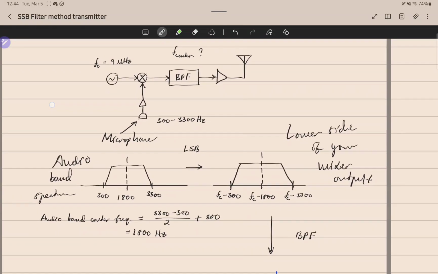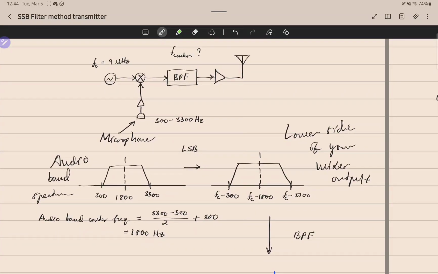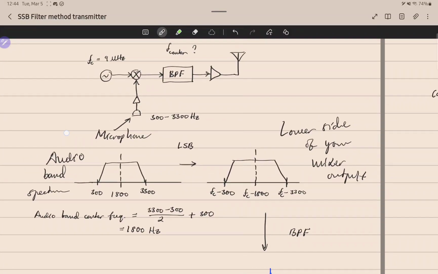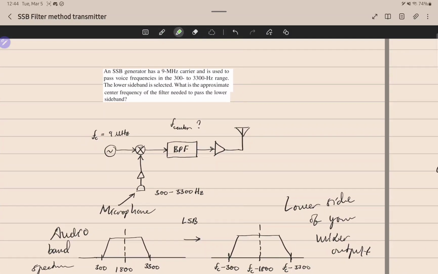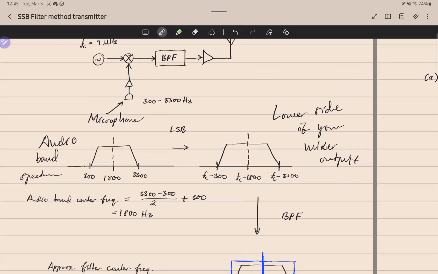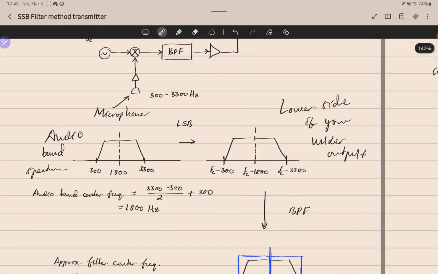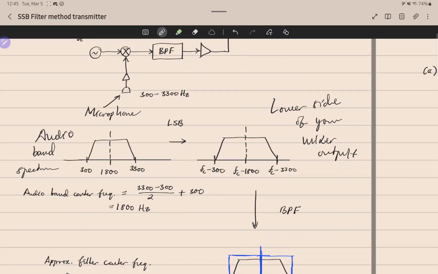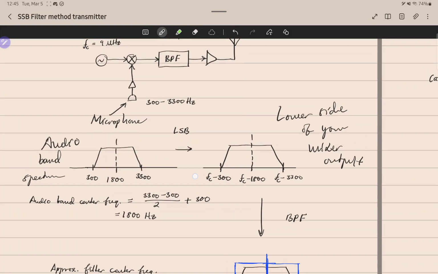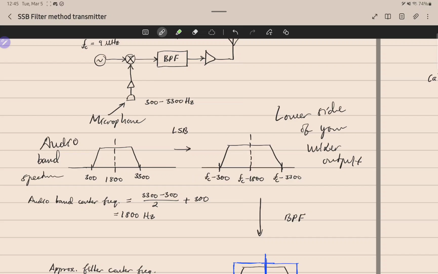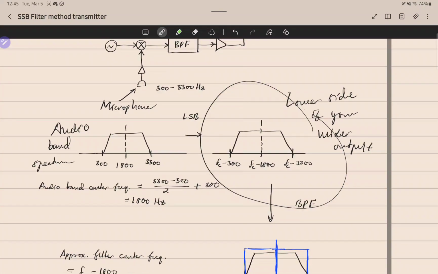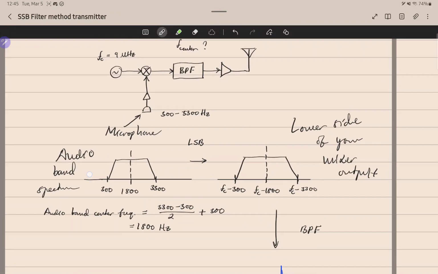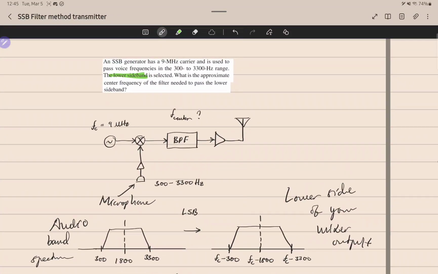So what happens when you mix it with the carrier frequency? We know that the question specifies lower sideband, which means it's FC minus the frequencies you have in your modulating signal. So that will be FC minus 1800 in the middle, FC minus 300 on the left, and FC minus 3300 on the right. This would be the output of your mixer. This is the lower side of your mixer output. You should actually draw the upper sideband as well, but to simplify things, this is what your lower sideband looks like. So what happens when you put it through a bandpass filter?